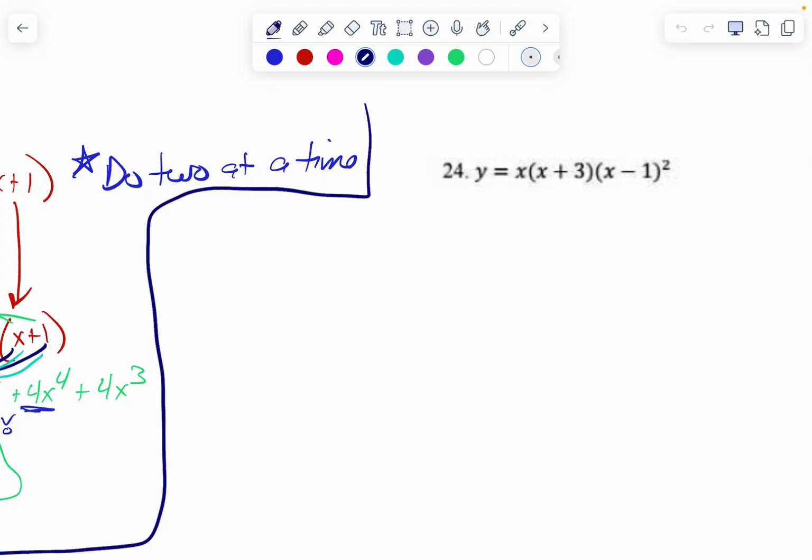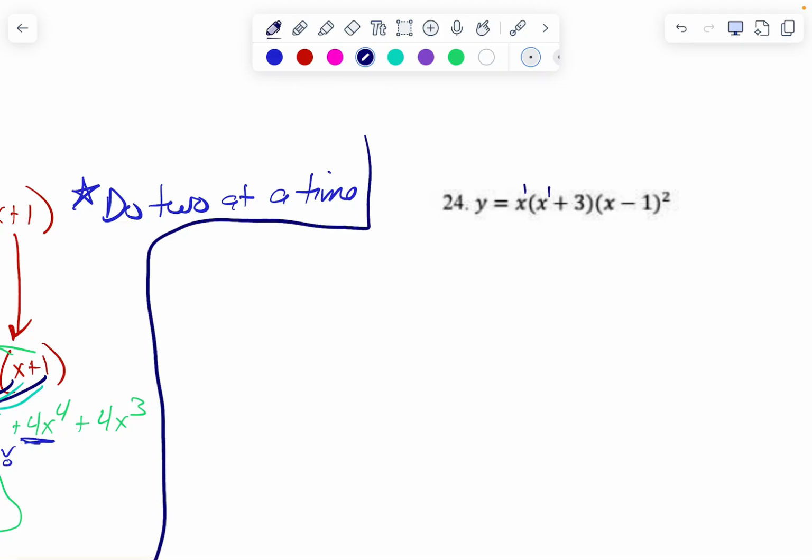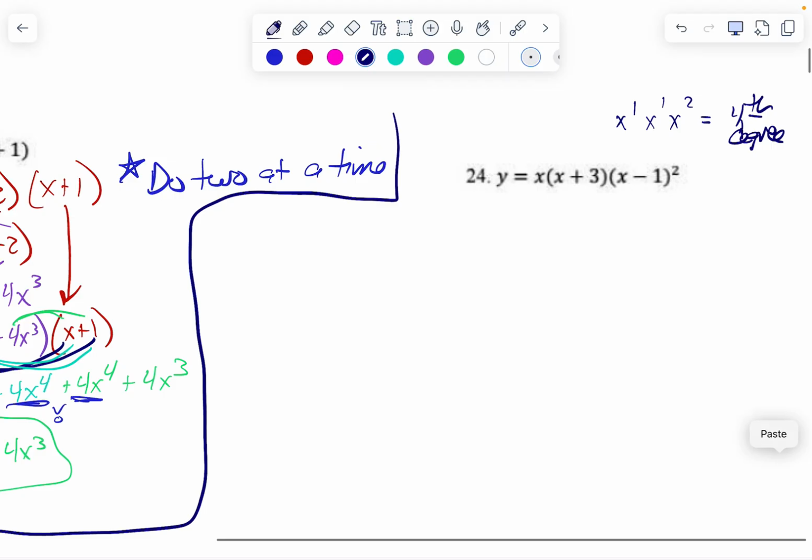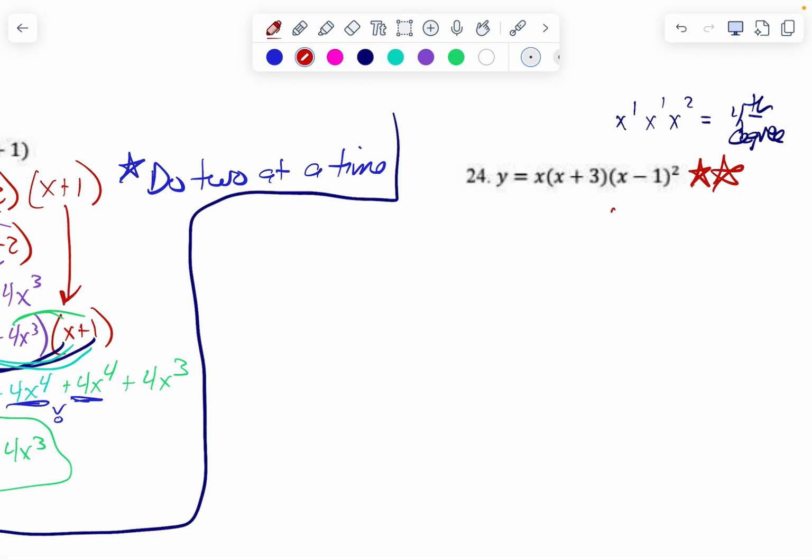All right, first we see x to the first, x to the first, and x to the second. So this we know is a 4th degree. Just add up the exponents, so 4th degree. If our proof doesn't match that, obviously we know something went wrong. Big idea here: when you see a binomial squared, x minus 1 squared means x minus 1 times x minus 1. It's not just x squared plus 1. So make sure you write out both.